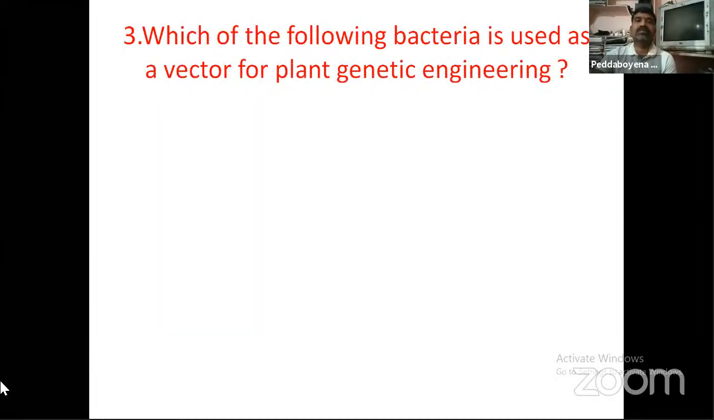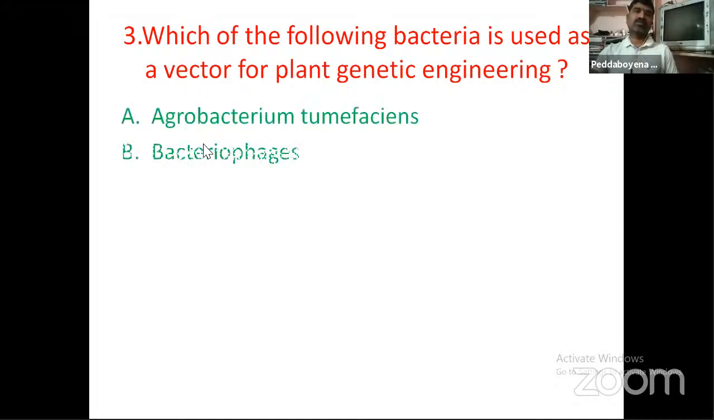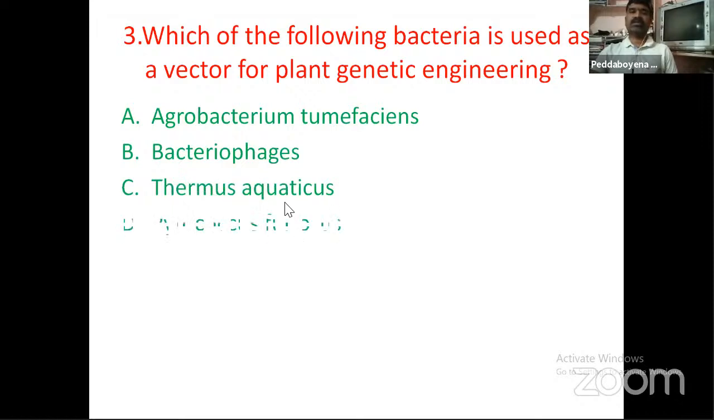Next, which of the following bacteria is used as a vector for plant genetic engineering? Agrobacterium tumefaciens, bacteriophages, Thermus aquaticus, or Pyrococcus furiosus. Here the answer is Agrobacterium tumefaciens, which we generally use.